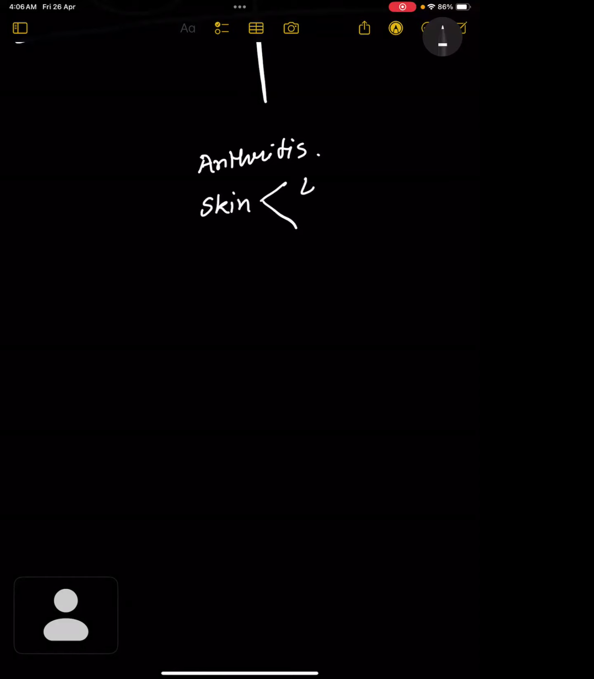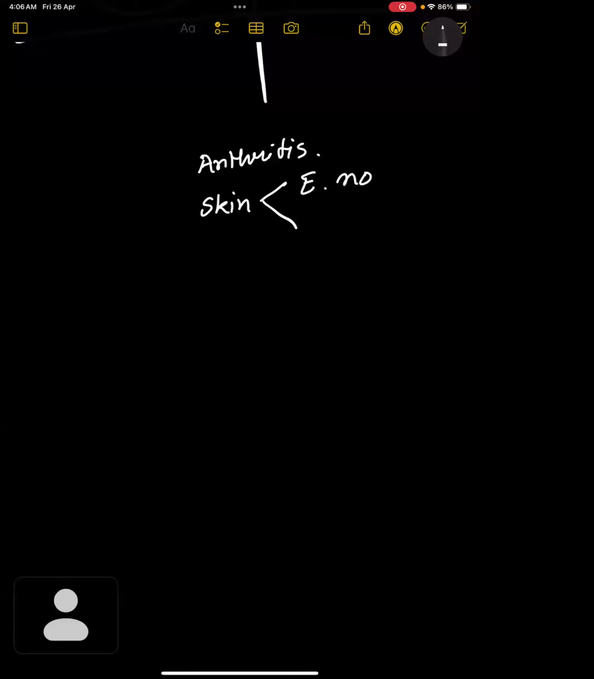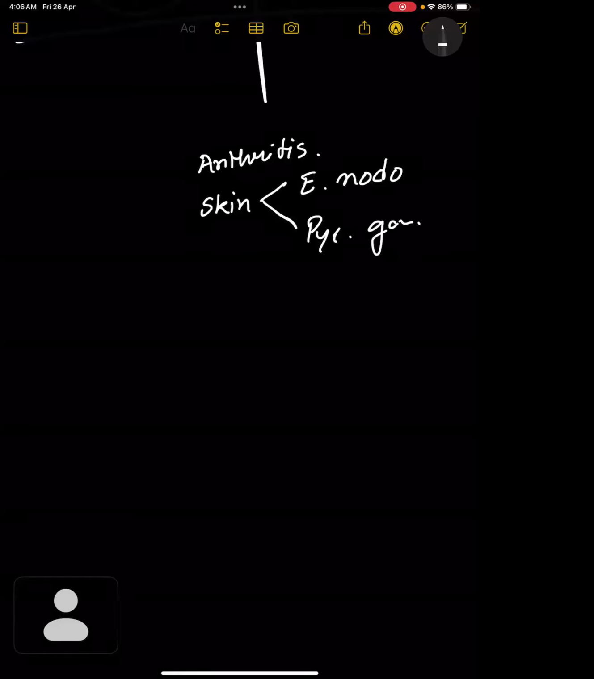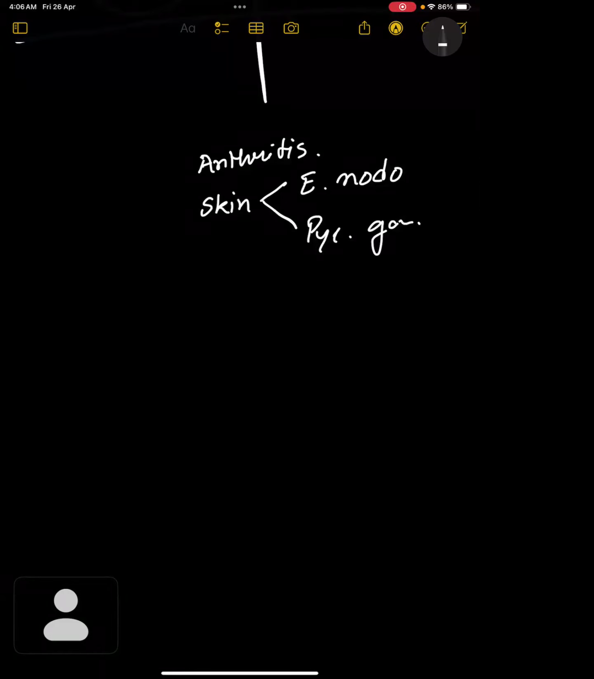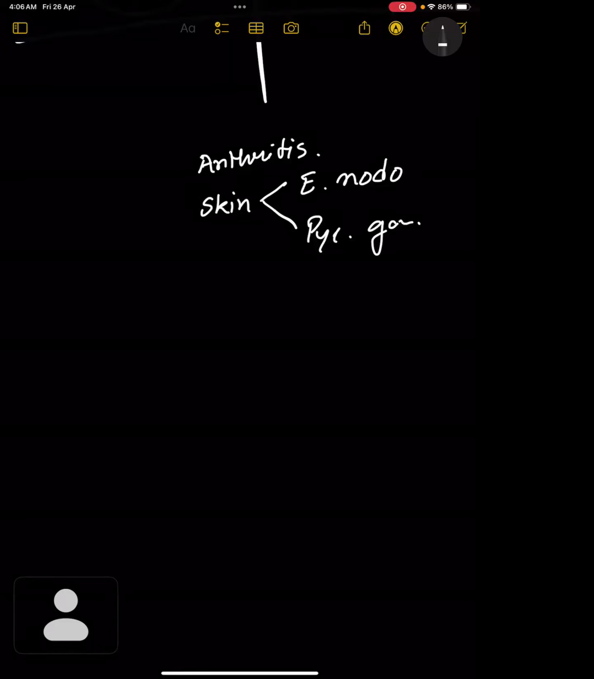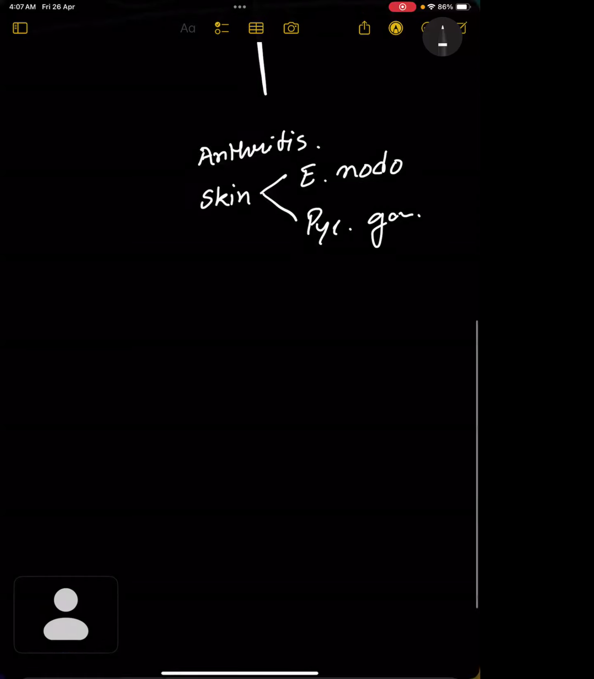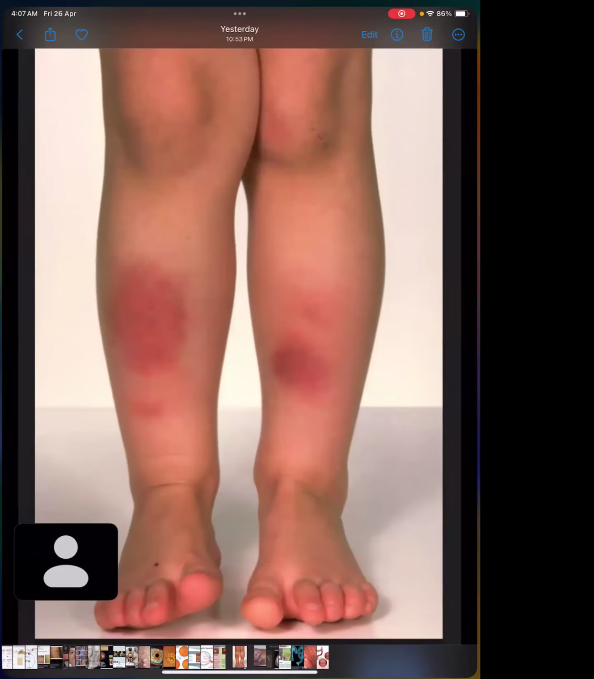In skin, dermatology, inshallah, next week we have class. Erythema nodosum and pyoderma gangrenosum. Mostly, these two types of skin manifestation are important for your MRCP to remember along with IBD. Both can be associated with erythema nodosum and pyoderma gangrenosum. Just to have a quick look, what are those? I will show you the picture.